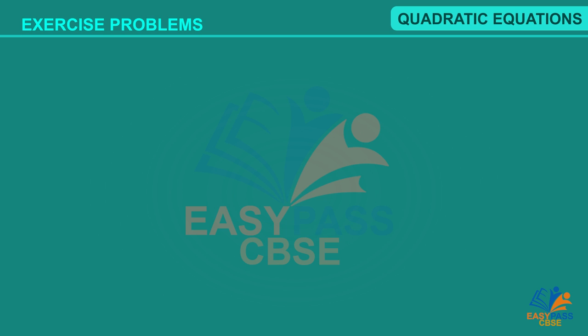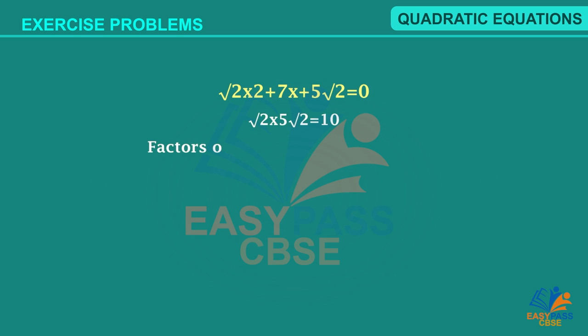Next question. Root 2 x square plus 7 x plus 5 root 2. Root 2 times 5 root 2 is 10. So factors of 10 are 5 and 2, since 5 times 2 is 10 and 5 plus 2 is equal to 7. So 7x is split into 5x and 2x.